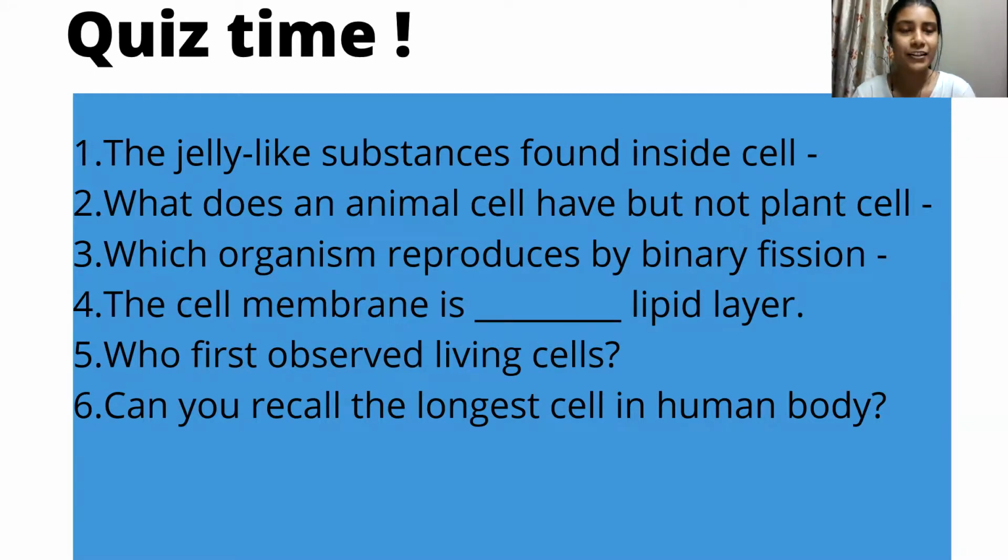Now, let's answer these questions. The gel-like substance found inside the cell is known as? Right, cytoplasm. What does an animal cell have but not a plant cell? Right, centrosomes. And which organism reproduces by binary fission? Right, unicellular bacteria. The cell membrane, which is a dash lipid layer, phospholipid layer, right, and bilipid layer, because there are two layers.